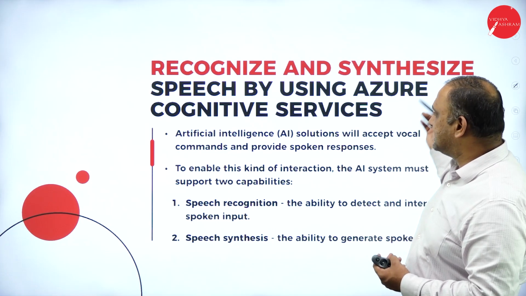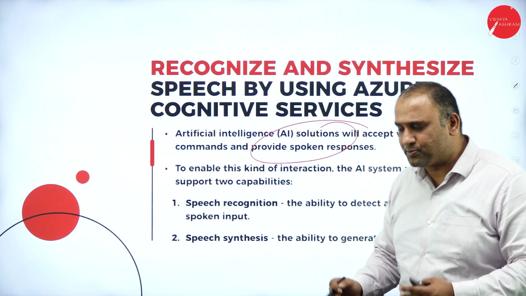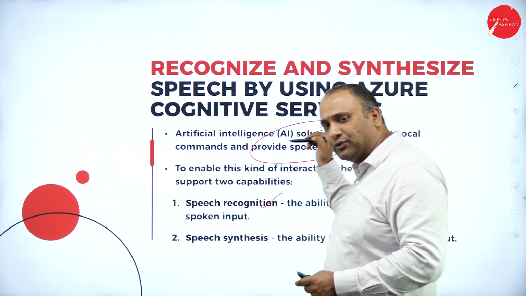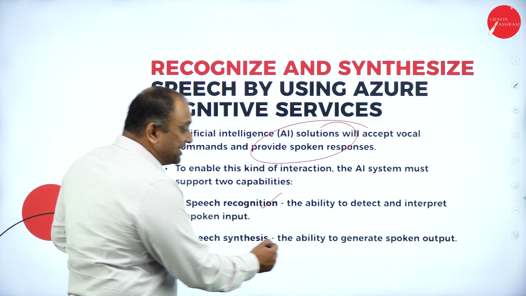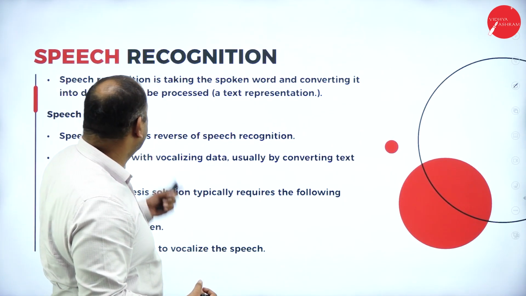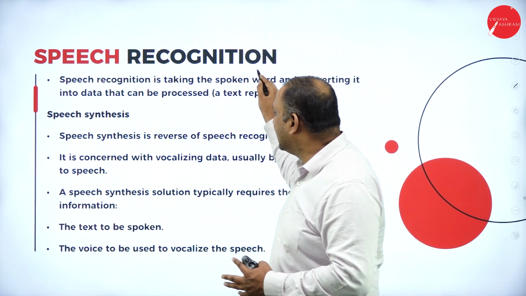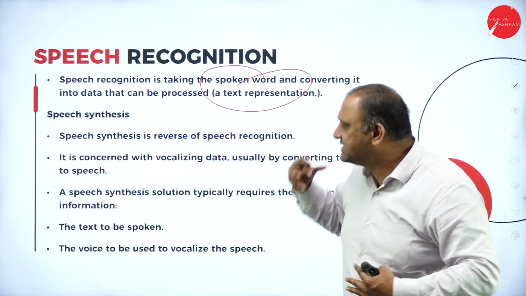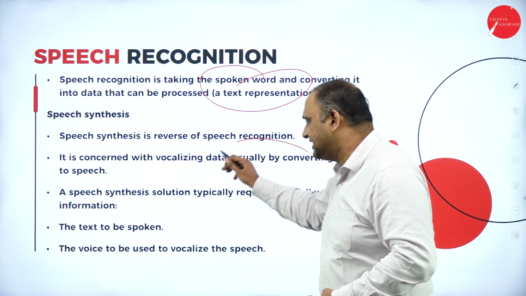Now, recognize and synthesize speech. AI solutions will accept commands and provide spoken responses. Two things happen. One is speech recognition, the ability to detect the spoken input. Next, we talk about speech synthesis, which generates spoken output. The words that are being spoken will now be generated. Speech recognition takes the spoken word and converts it into data. Speech synthesis is the reverse of speech recognition. It's concerned with vocalizing data.